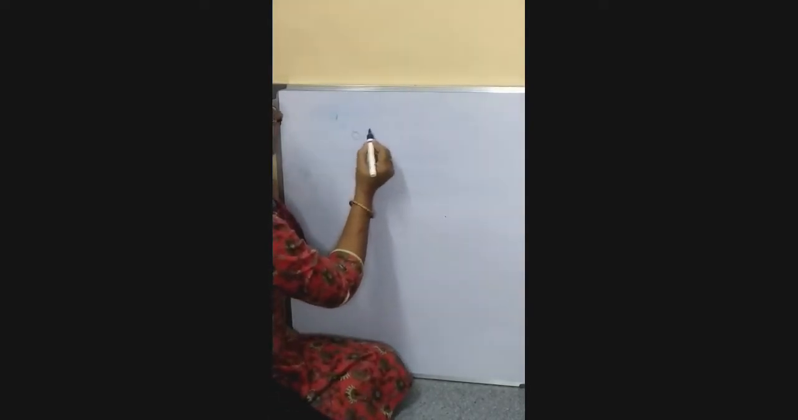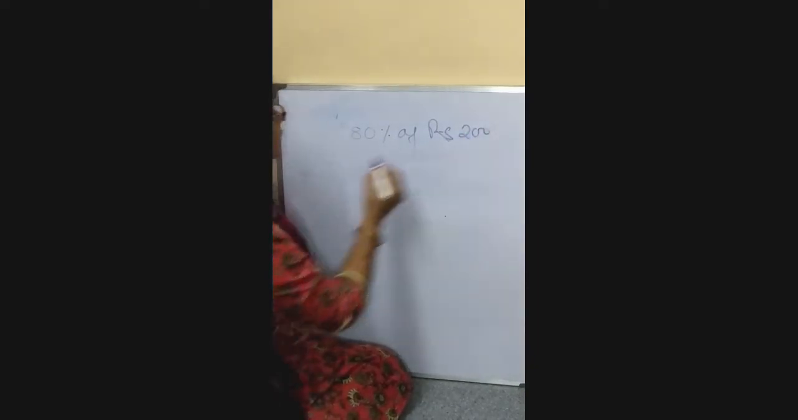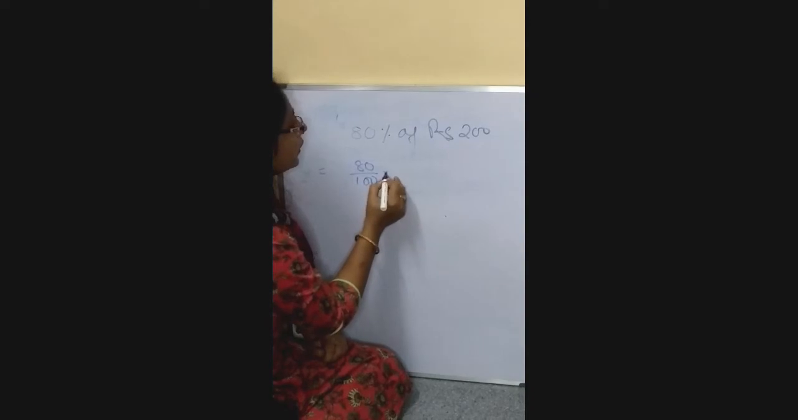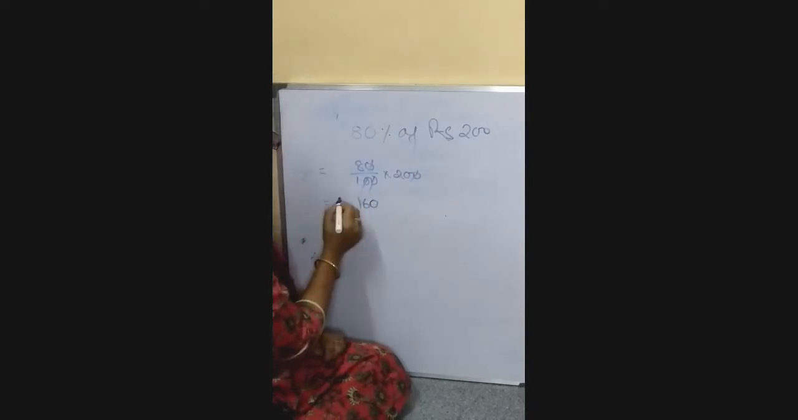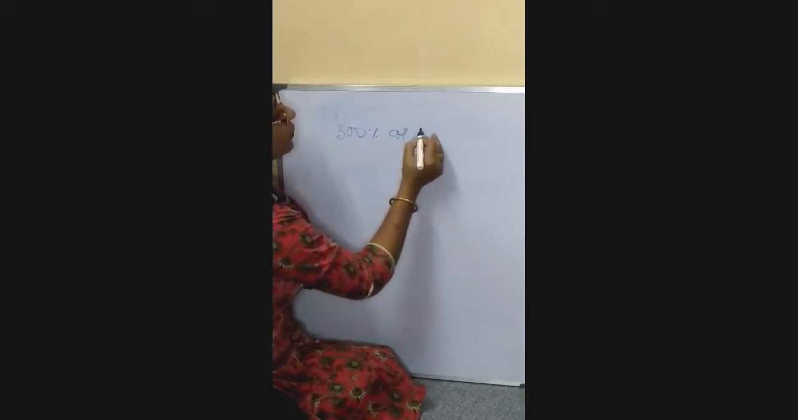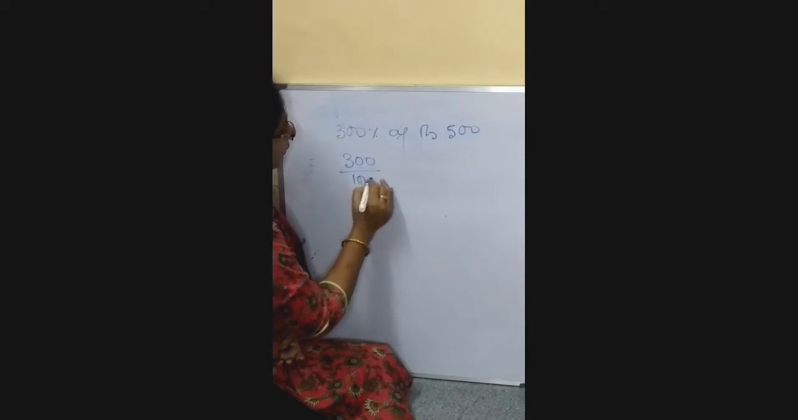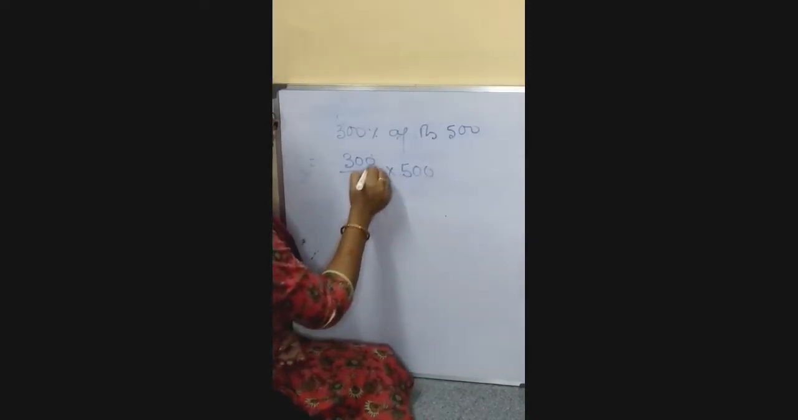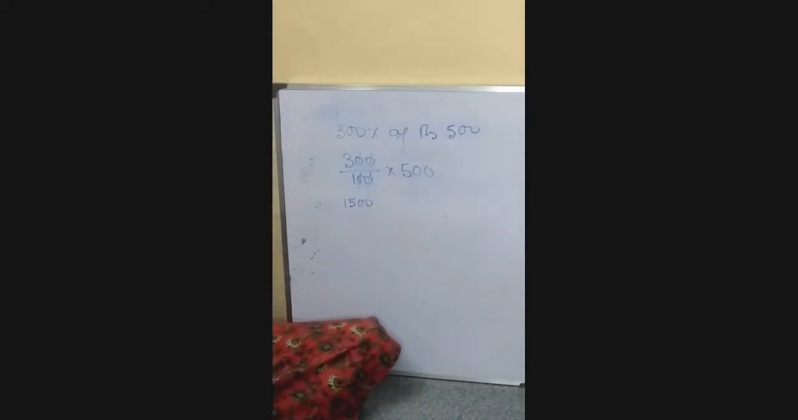The other sum is 80% of ₹200. That is 80 by 100 into 200. The answer is 160. Again, if this is the percentage of below 100, if anyone says that 300% of ₹500, so we find it like this: 300 by 100 into 500, that is 1500. This is 300% of 500.